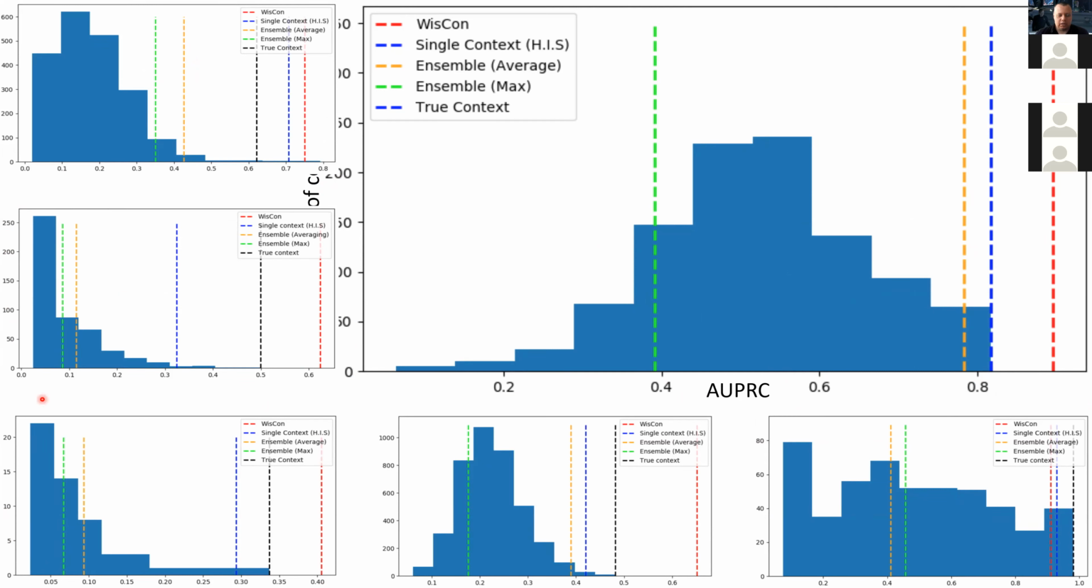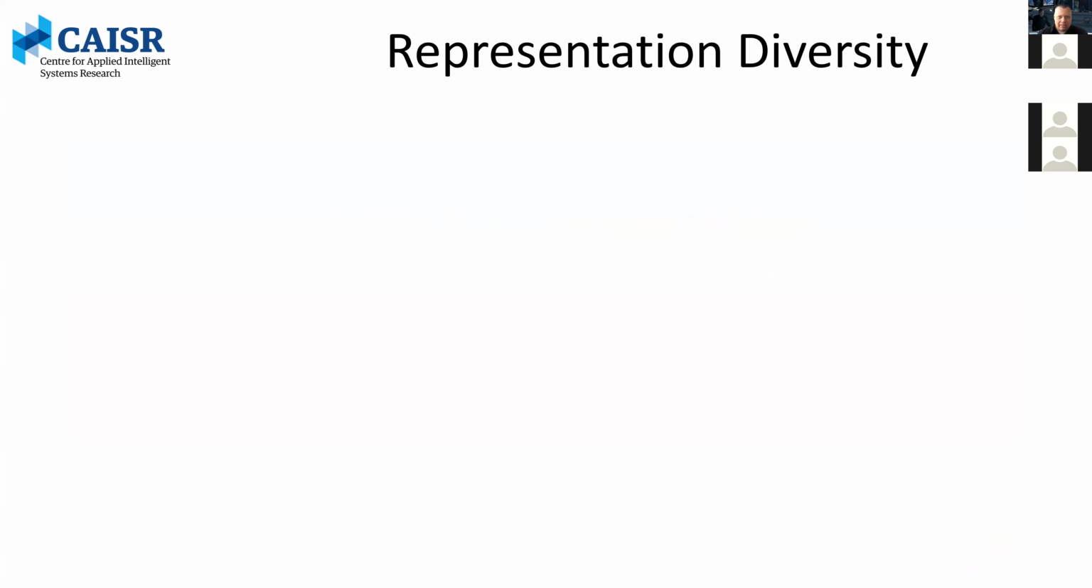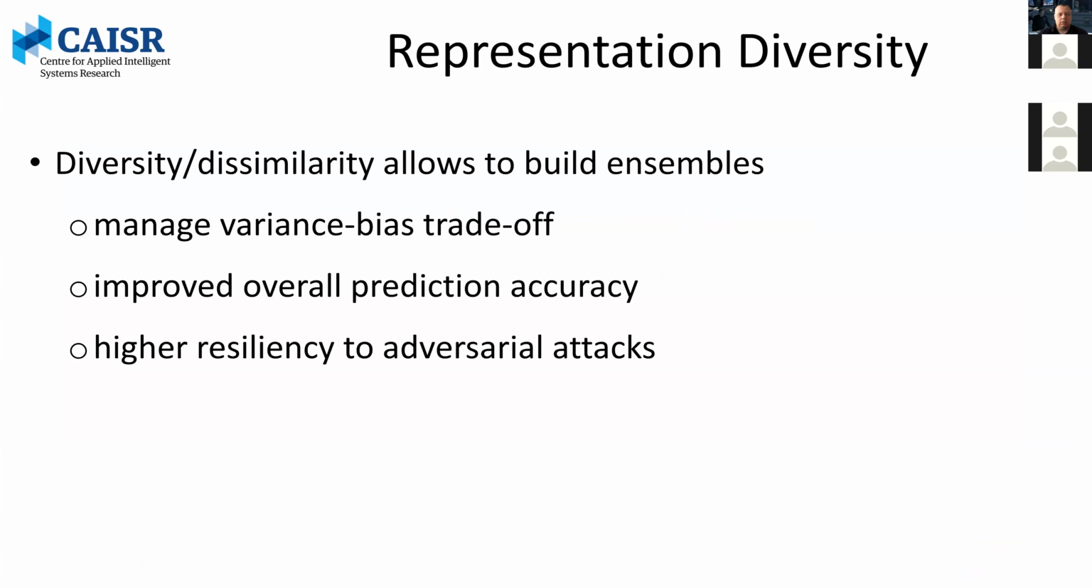And sticking a little bit to the idea of ensembles, in general, there is a lot to be gained by building this kind of diversity and doing ensembles based on that. Of course, they allow you to do the variance-bias trade-off better, leading to improved accuracy. They also, for example, allow you higher resiliency to adversarial attacks. With ensembles, it's harder to find adversarial examples which fool all the members of the ensemble.